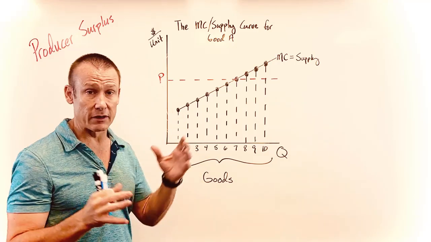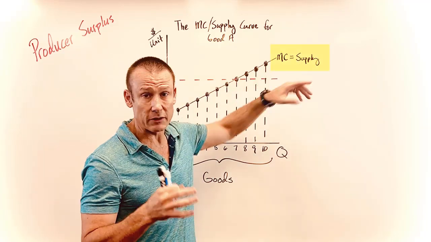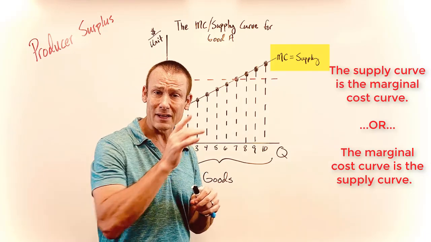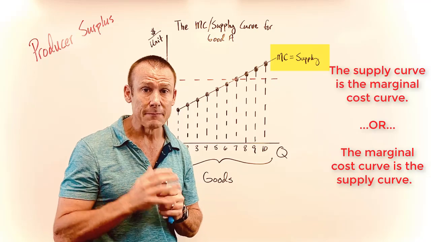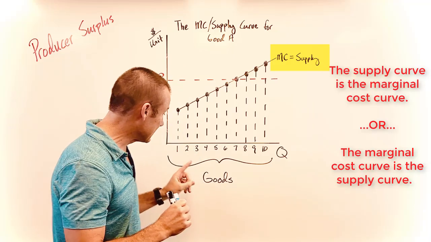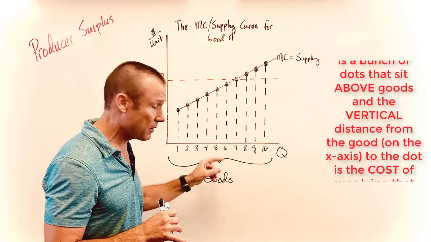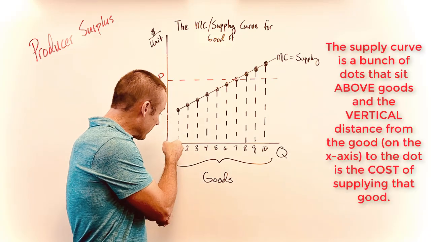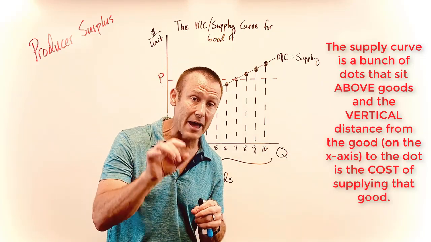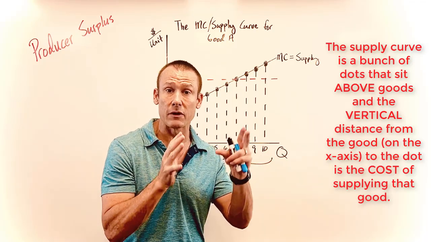So here's my graph right here. One of the big things that we always want students to understand is the marginal cost curve is the supply curve, or vice versa, the supply curve is the marginal cost curve. If you've ever wondered why the supply curve is where it is, it is because that supply curve is made up of a bunch of dots that sit above goods. The vertical distance between the horizontal axis and the dot is the cost of supplying that particular good, i.e. the marginal cost. That's why the supply curve is where the supply curve is at.